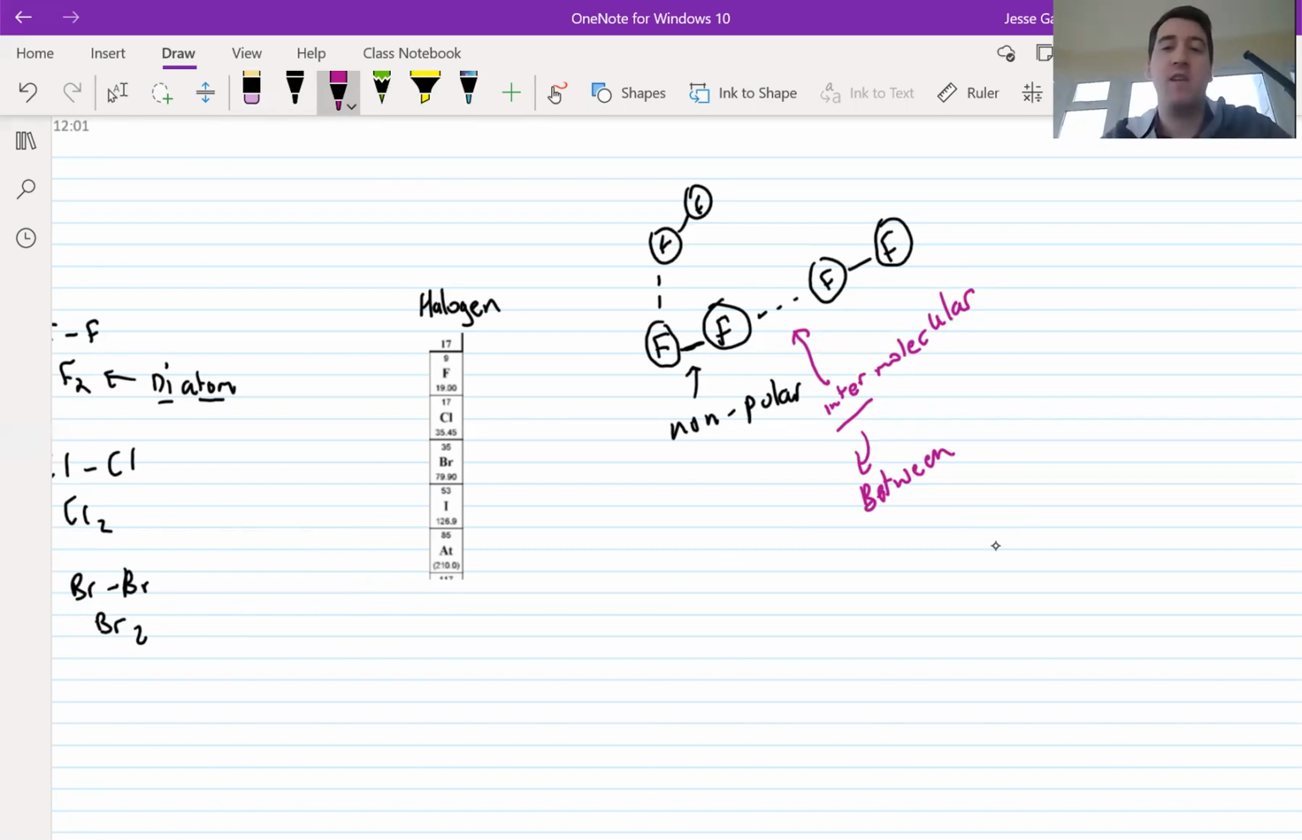And it is the strength of these intermolecular forces that determines features like melting point and boiling point. If the intermolecular forces are strong, then we have a high melting point and boiling point. If they are weaker, then we have a lower melting point and boiling point.